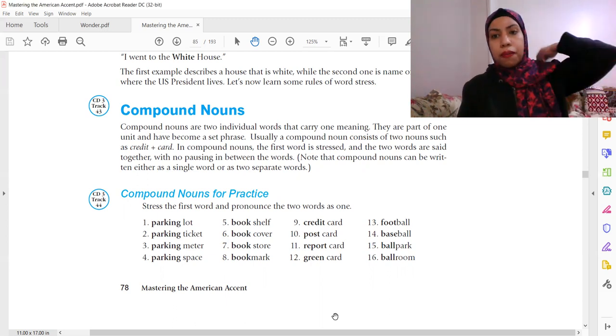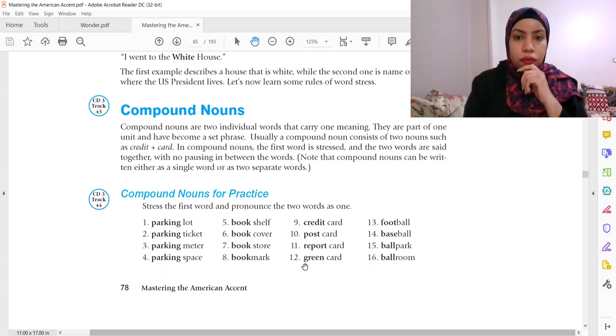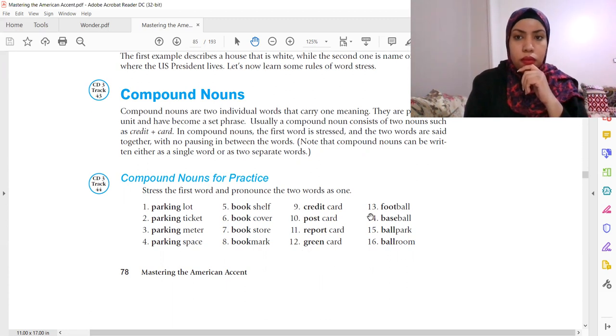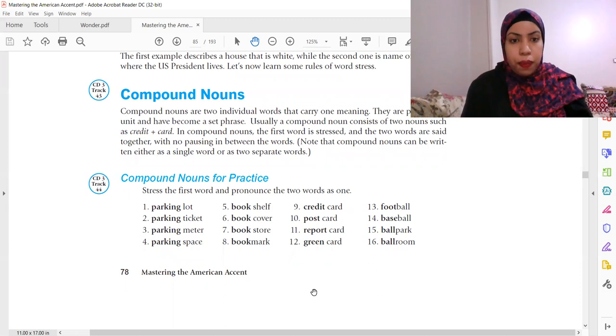Compound nouns for practice. Stress the first word and pronounce the two words as one. Parking lot. Parking lot. Parking ticket. Parking ticket. Parking meter. Parking space.